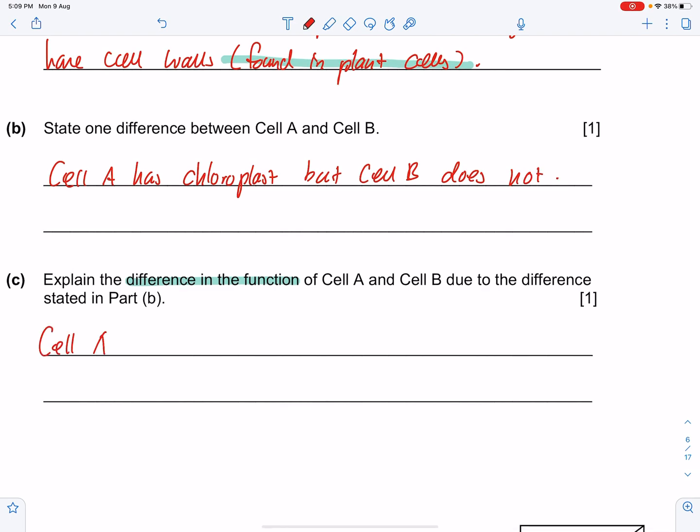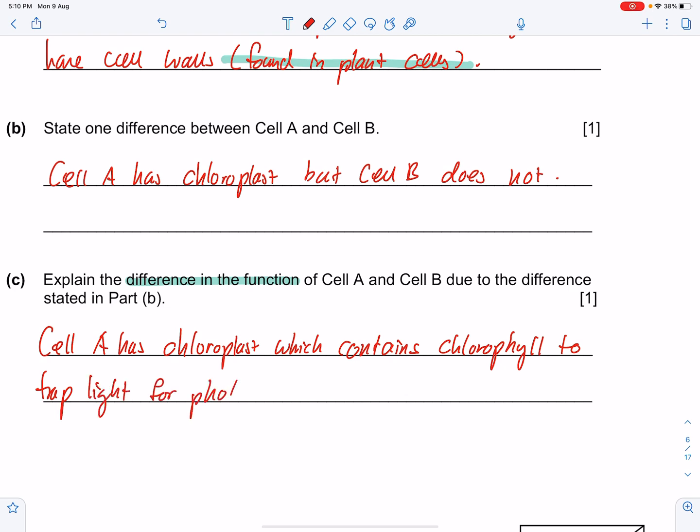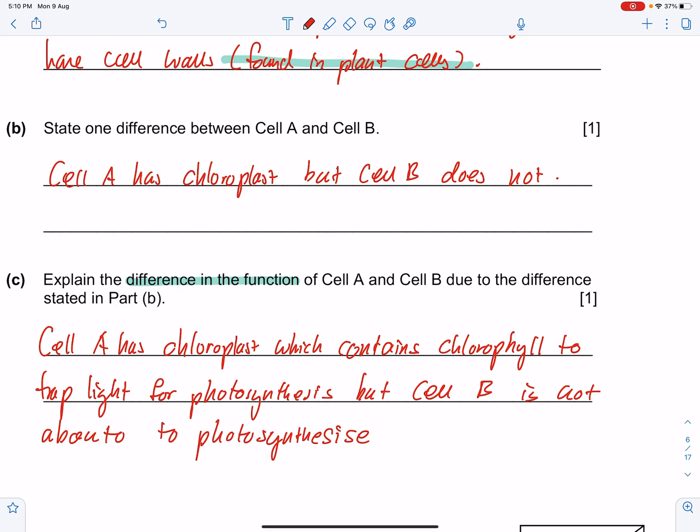So if I'm going to pen it down, it'll be like this. So cell A has chloroplast, which contains chlorophyll, that is the green pigment in chloroplast, to trap sunlight. Actually, it's not sunlight, my apologies, but light energy. Okay, to trap light for photosynthesis. But cell B is not able to photosynthesize due to the lack of chloroplast. Now, if you cannot spell the word photosynthesize, make food is fine. Alright?